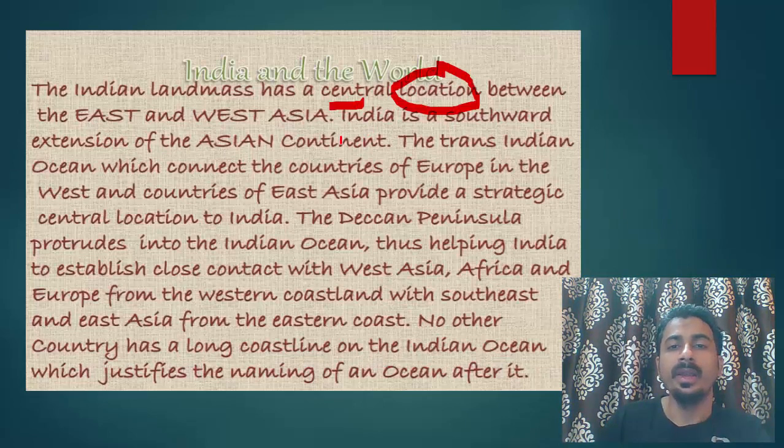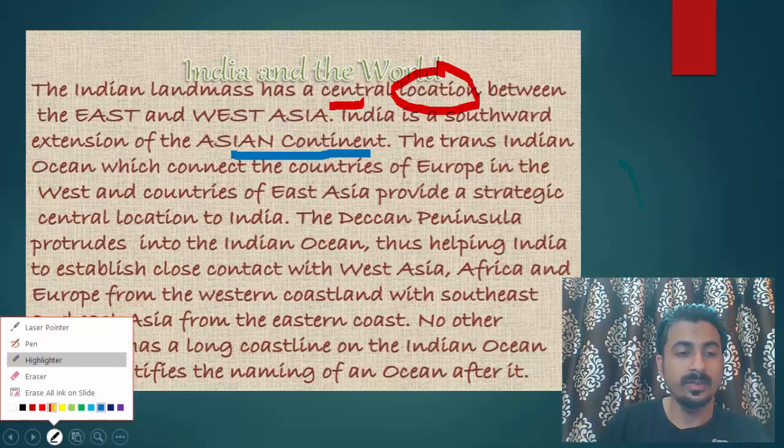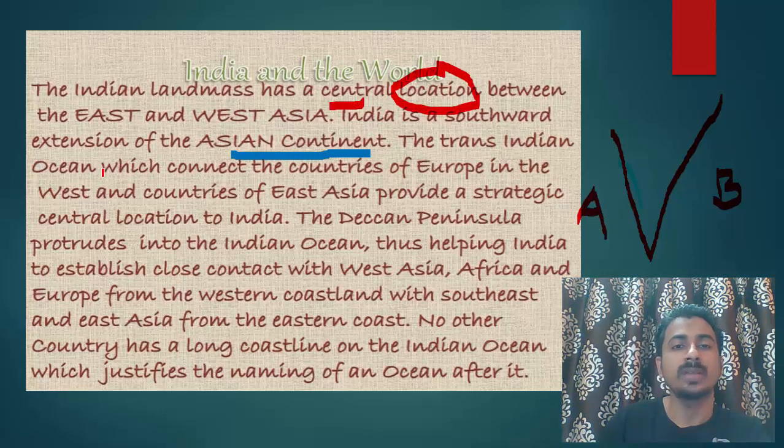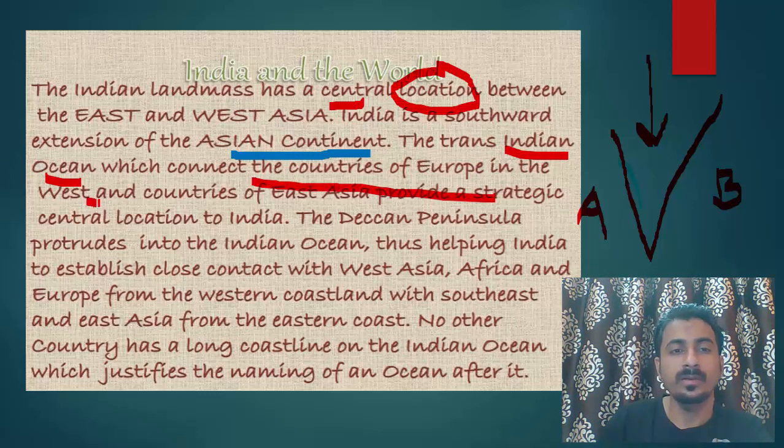And India is a southward extension of the Asian continent. I also explained this when I told you that if there was no landmass, then there would have been only the Indian Ocean. No Bay of Bengal, no Arabian Sea. So what they are trying to say is India is a southward extension. If you see this landmass, it goes in this direction.